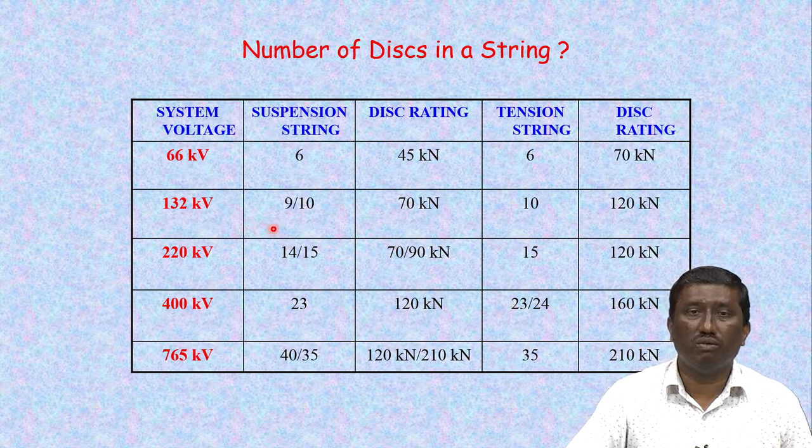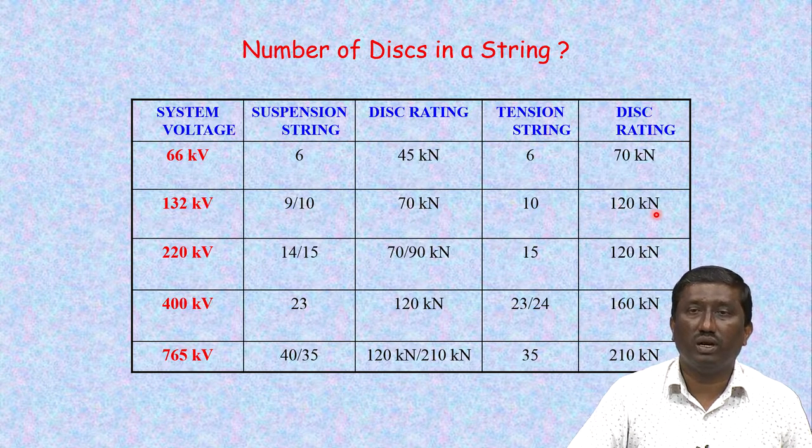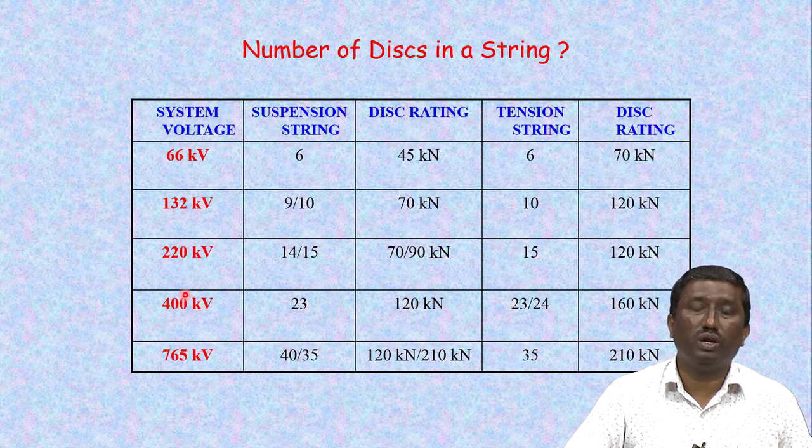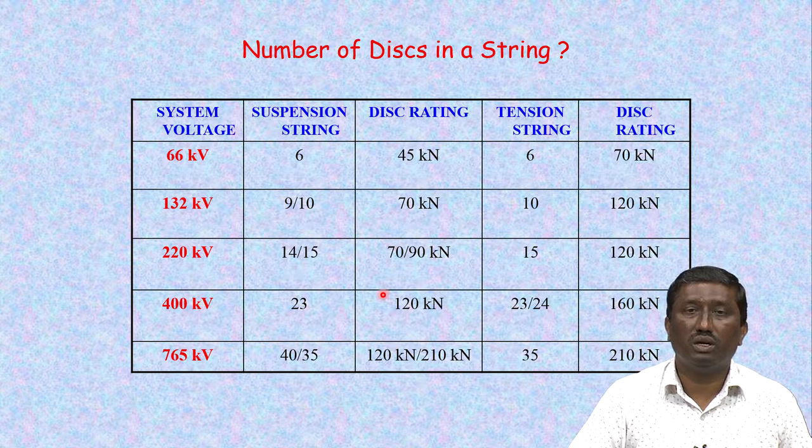Similarly, for 132 kV, 9 or 10 discs of 70 kilonewton rating are employed, and for tension 10 discs of 120 kilonewton. The mechanical strength requirement in case of tension is slightly higher, so the disc employed is higher. For 220 kilovolts, 14 to 15 are employed in case of suspension, and the mechanical strength could be 70 or 90 kilonewtons. For the tension strings for 220 kV, 15 insulators are used with 120 kilonewtons.